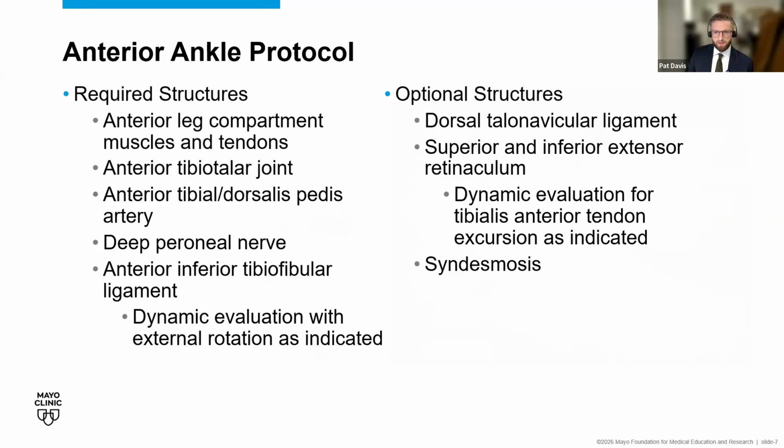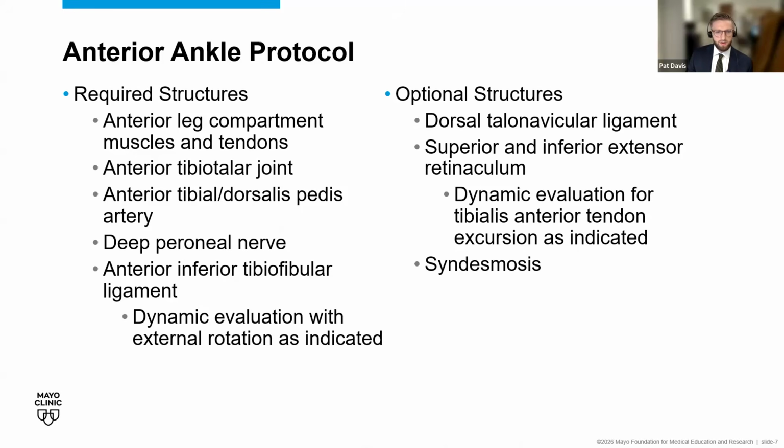As far as our protocol is concerned, required structures for the anterior ankle protocol include the anterior leg compartment muscles and tendons, the three of which I had just mentioned: the tibialis anterior, extensor hallucis longus, and extensor digitorum longus. This would include the peroneus tertius as well, if your patient does have one. The anterior tibiotalar joint needs to be evaluated. The anterior tibial artery / dorsalis pedis artery, deep peroneal nerve, and the anterior inferior tibiofibular ligament. And with your AITFL, certainly if you have concern for any pathology in this area, dynamic evaluation is recommended with external rotation in order to assess, and we'll talk about that a little bit later.